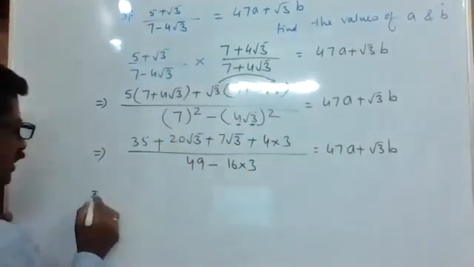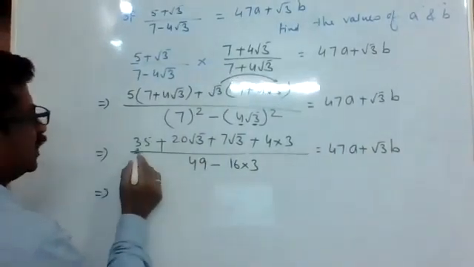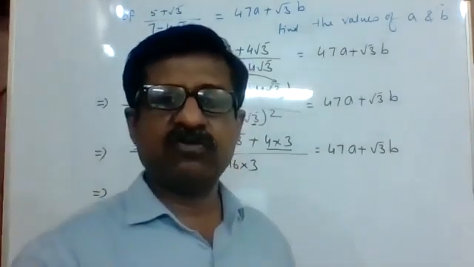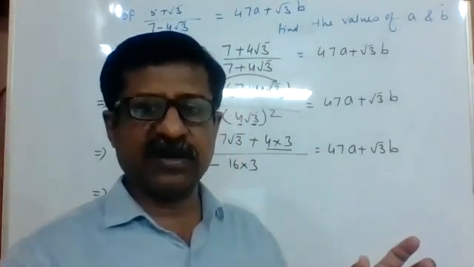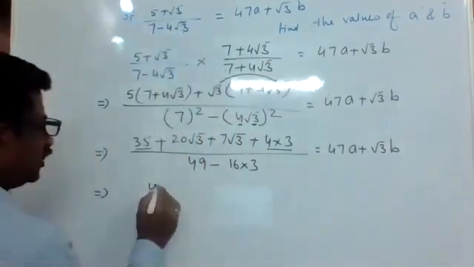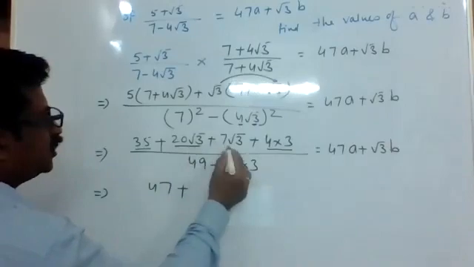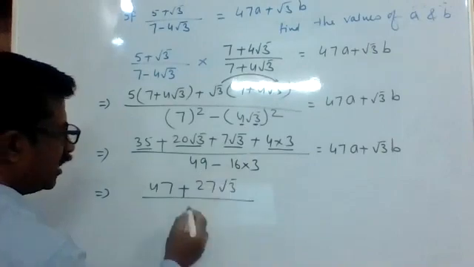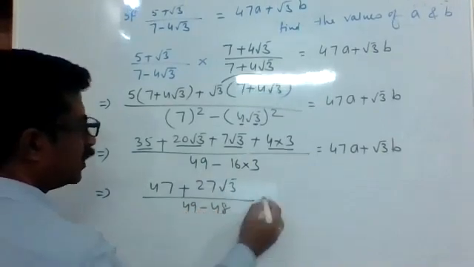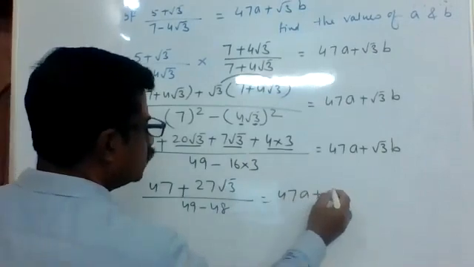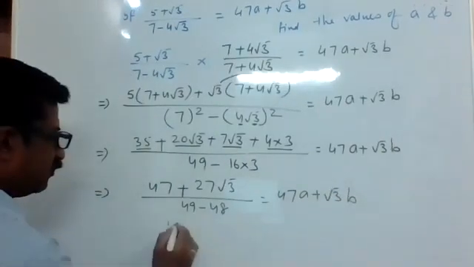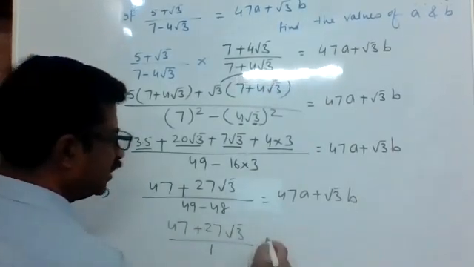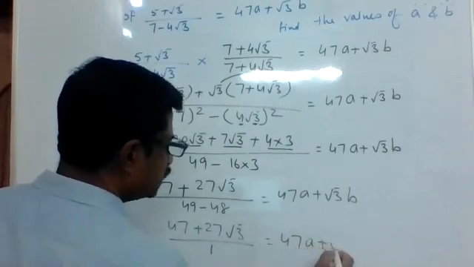Clear? Further we simplify. This is 35 and this is 12. They are like terms. When you are adding 35 and 12, it becomes 47, plus 20 root 3 plus 7 root 3 is 27 root 3, upon 49 minus 48, that is 1, equal to 47a plus root 3b. This will be 47 plus 27 root 3 upon 49 minus 48 is 1, equal to 47a plus root 3b.